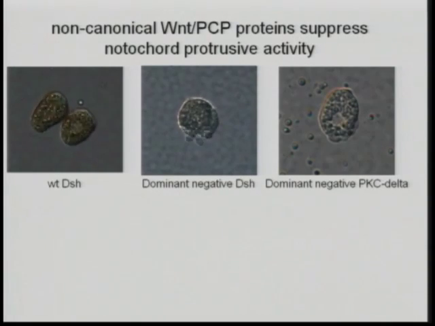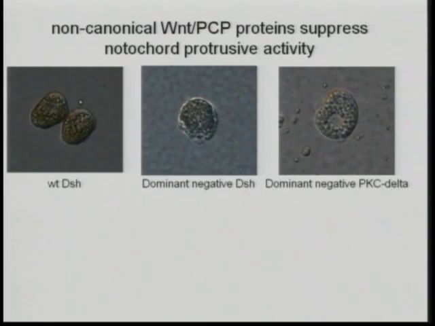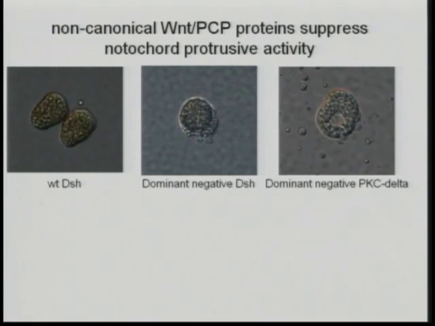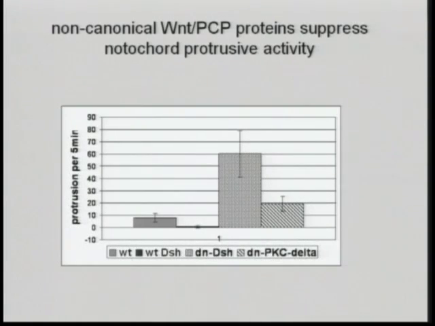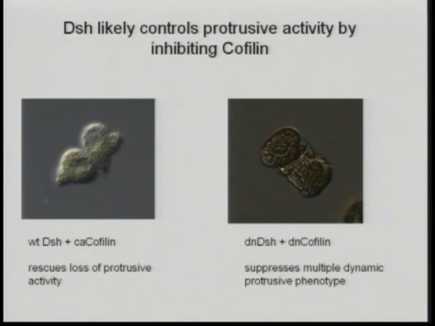What's good about it is that this effect seems to be ubiquitous for all the components of the Wnt PCP pathway. So PKC delta is another member of the Wnt PCP pathway. If I inhibit PKC delta using a similar dominant-active form, you also get this increase of protrusive activity. And this is a summary of the statistics. So basically, this tells us that somehow the Wnt PCP pathway is negatively regulating the actin protrusive activity.